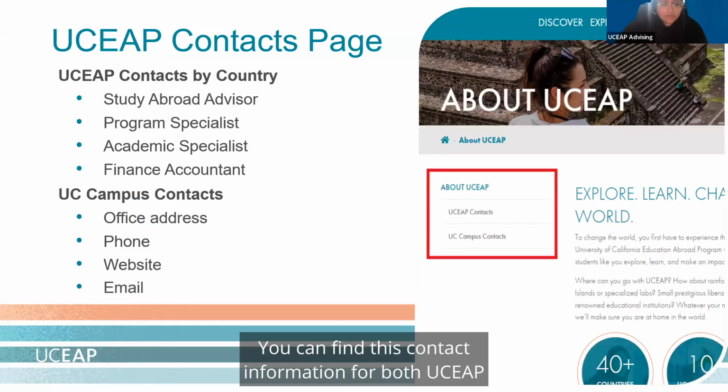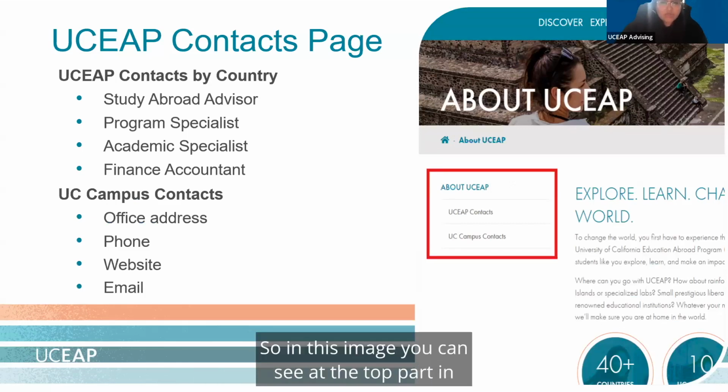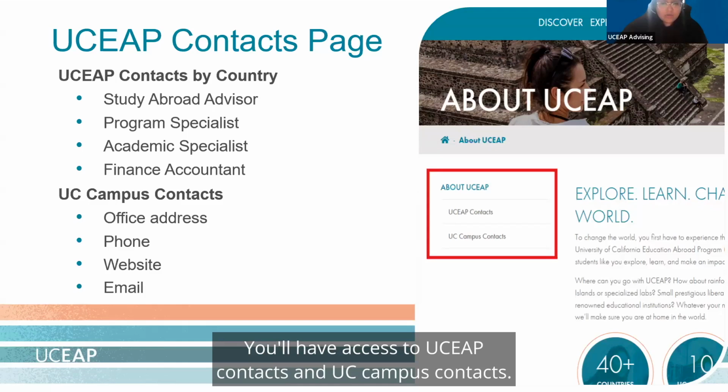You can find this contact information for both UCAP and the UC Campus staff on the About UCAP page under the Discover tab at the top left. So in this image, you can see at the top part in blue is Discover. You'll click on About UCAP. You'll have access to UCAP contacts and UC Campus contacts.